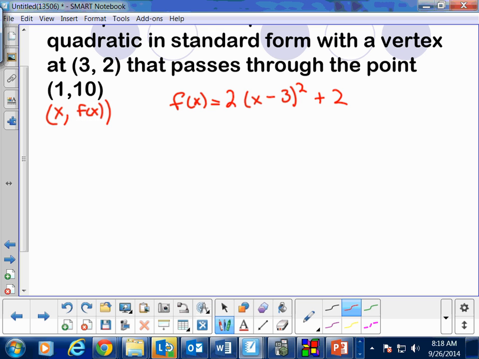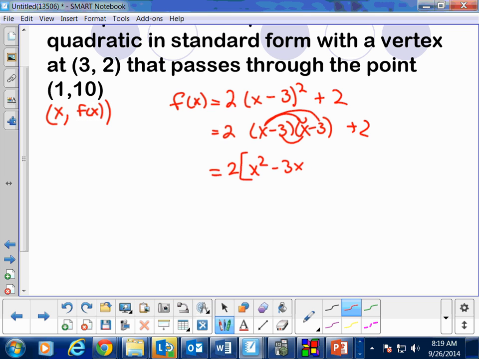Let's go ahead and FOIL it out, and we should get the standard form of what it is. So let's do our FOIL. x minus 3, x minus 3, and plus 2 still there. FOIL means I get x squared, I'll put brackets there, minus 3x, minus 3x, plus 9. I end up with x squared minus 6x plus 9.